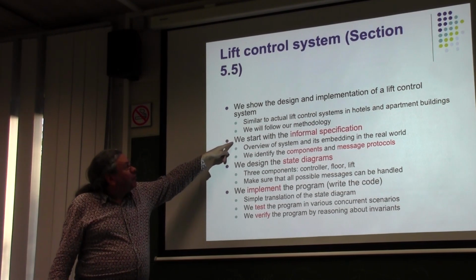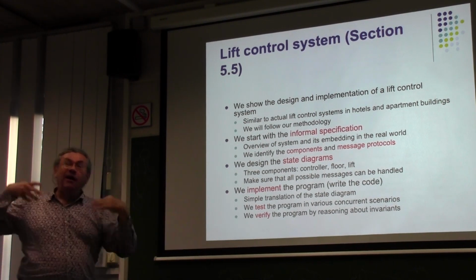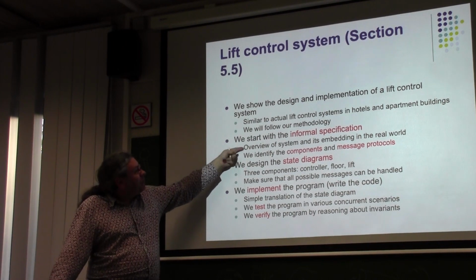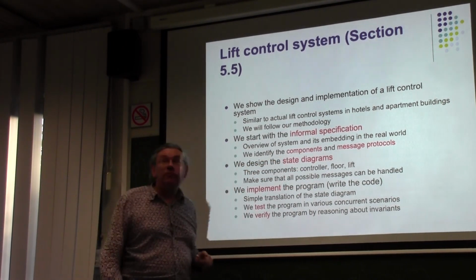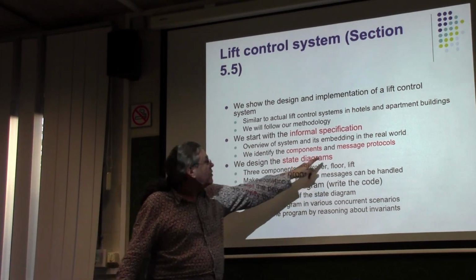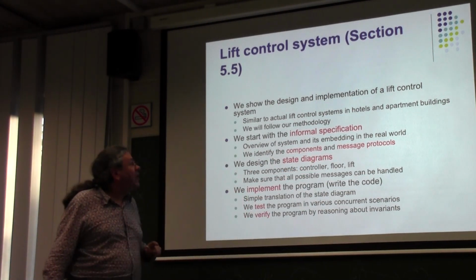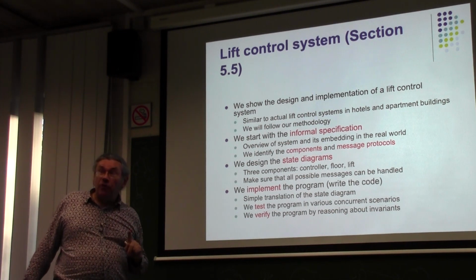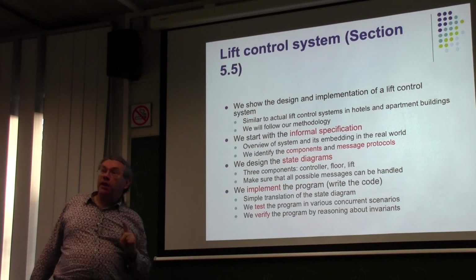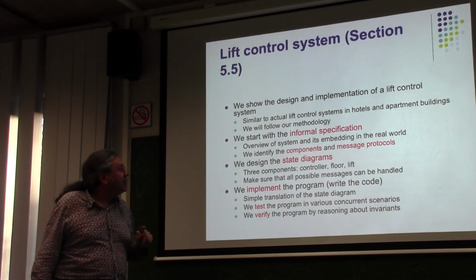I'll start with the informal specification. I'm already starting with it, I'm already telling you the kind of thing it's doing. Overview of the system and how it's embedded in the real world, who presses the buttons. And we're going to identify which are the components and their message protocols. In this case, the message protocols are actually simple, okay? But you can add complicated ones. I'll show you some example of that.